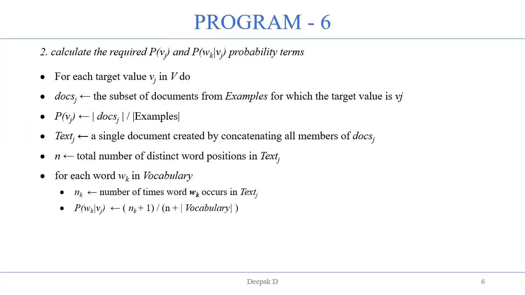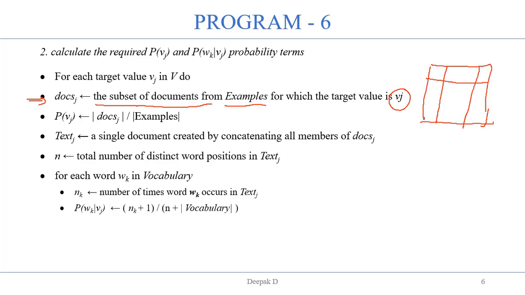So what do we mean by docs.j? As I said, it is the subset of documents from the examples for which the target value is Vj. Assume that you have a set of documents, that is, training instances. Here these are instances. Assume that you have 4 instances. Out of the 4 instances, the target values are plus, minus, plus and minus. And here these are all your text values or text words. So every document has a corresponding target value.